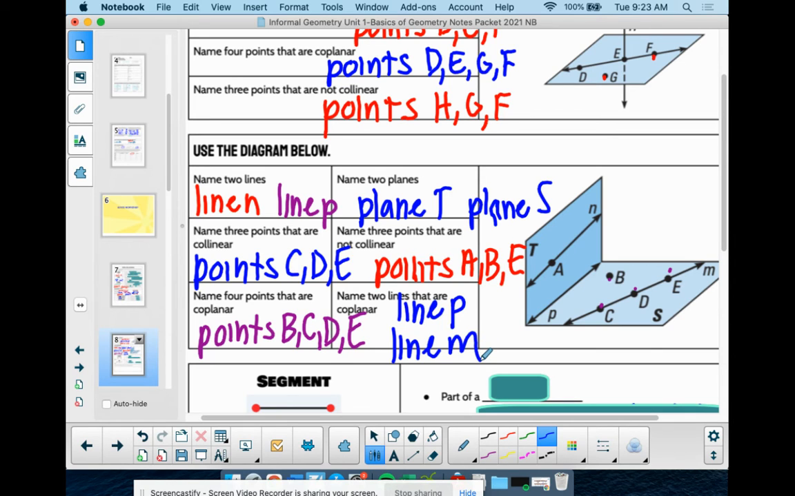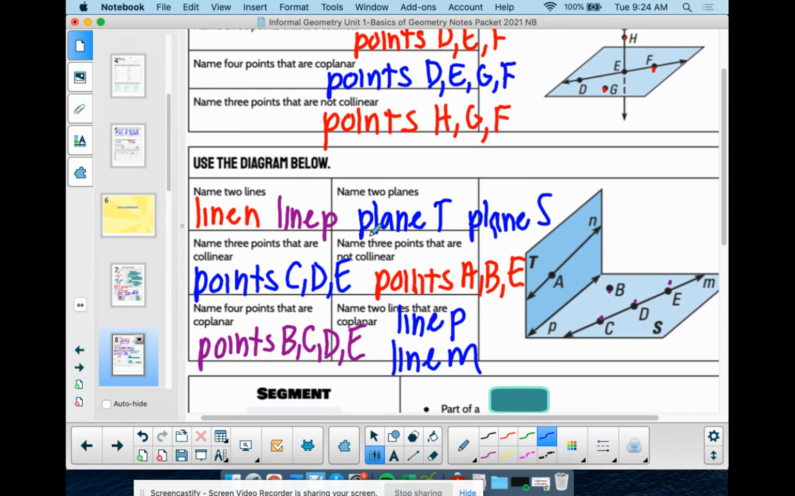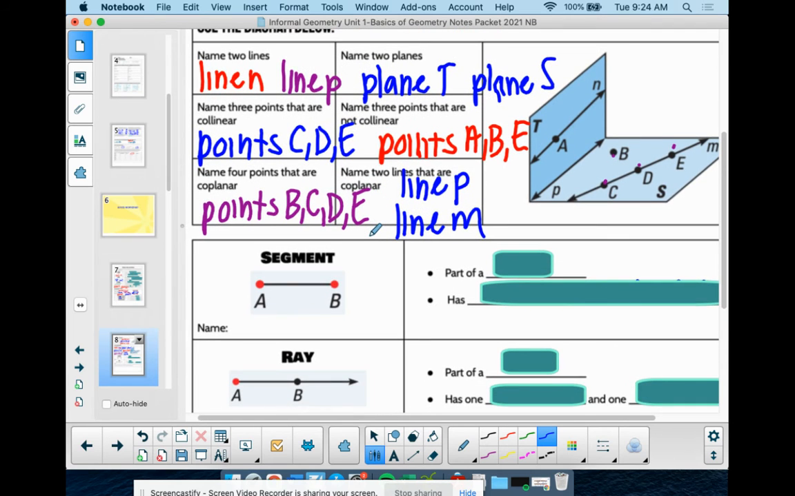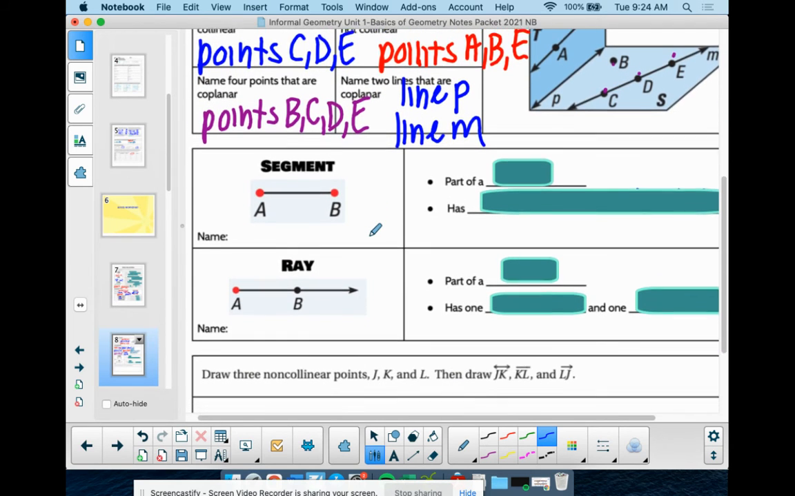Woo. We're getting through it. Okay, we just have a few more definitions to talk about, and that's it. Just this little bottom part.